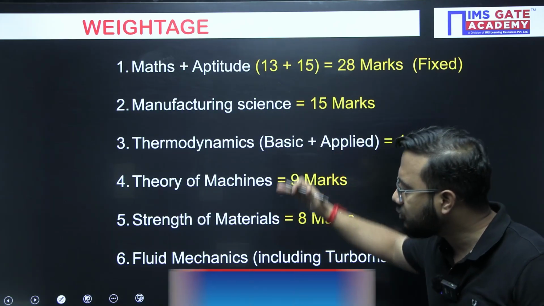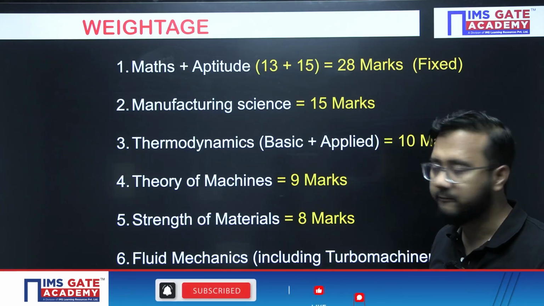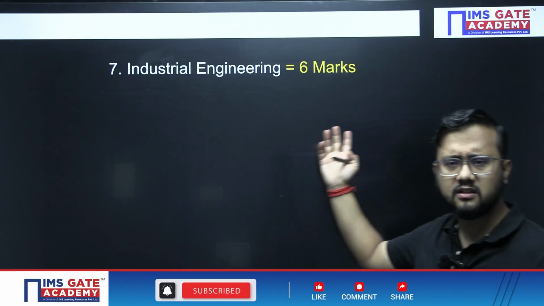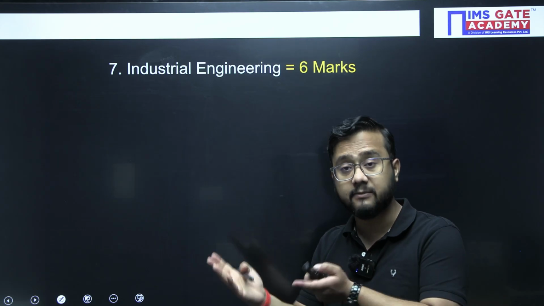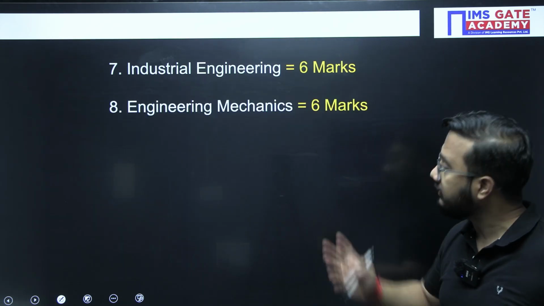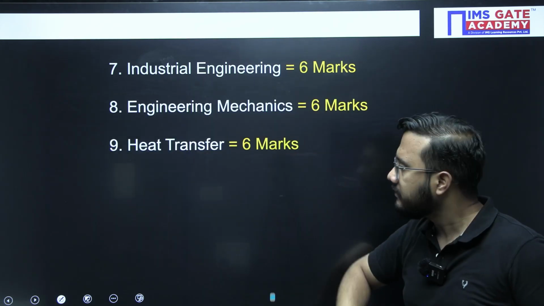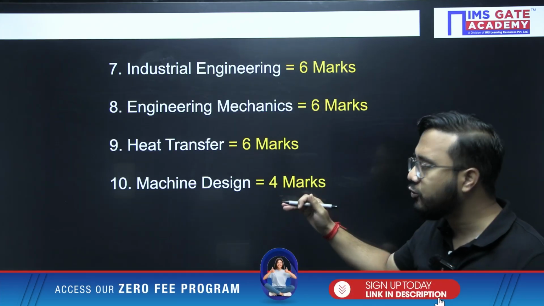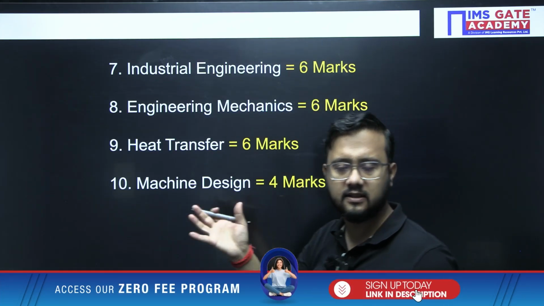So these are the top high weightage subjects, technical, right? Now coming to the other set of subjects that we have: industrial around 6 marks, sometimes 5, 6, sometimes 7 also it will come. Then we have engineering mechanics around 5 to 6, then heat transfer, and finally machine design. So these remaining 4 subjects vary between 4 to 6 like that.